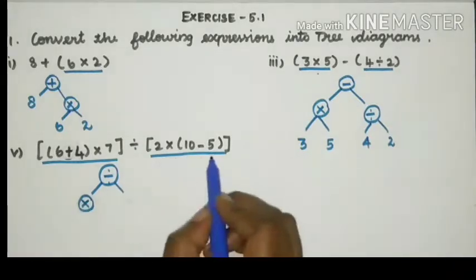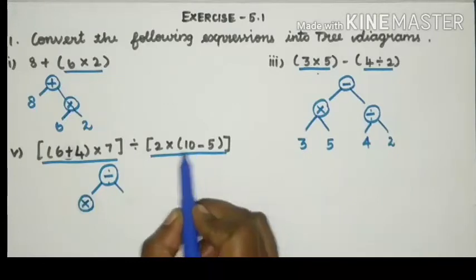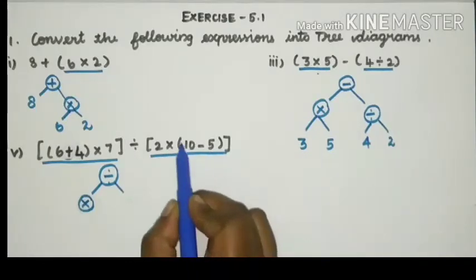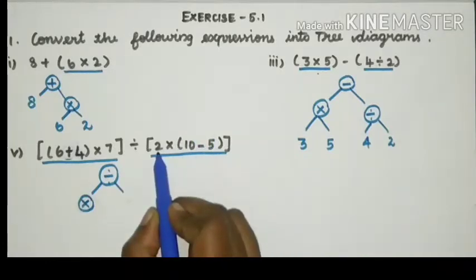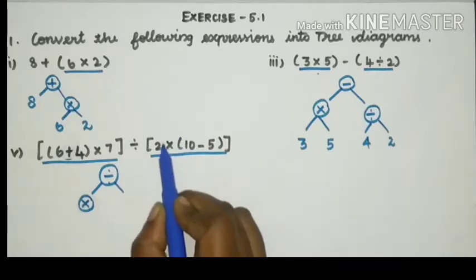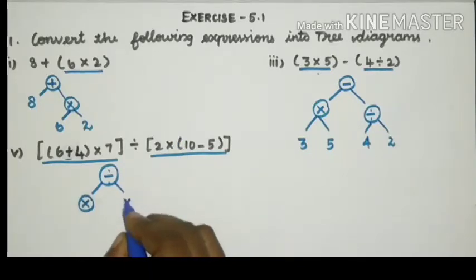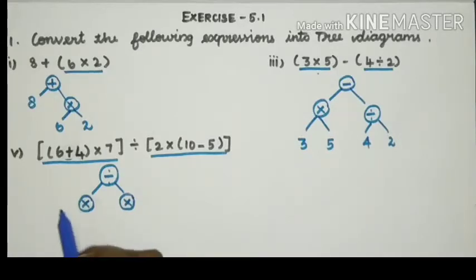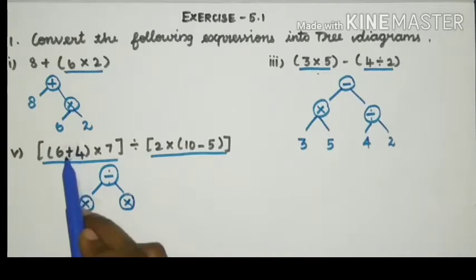Then in this, what operation is connected here? 2 into 10 minus 5. 10 minus 5 is one term and 2 is the second term. 2 into 10 minus 5 is connected with the operation multiplication. So here also you have to write multiplication symbol. And then split out the inner bracket. 6 and 4 are connected with the operation addition.